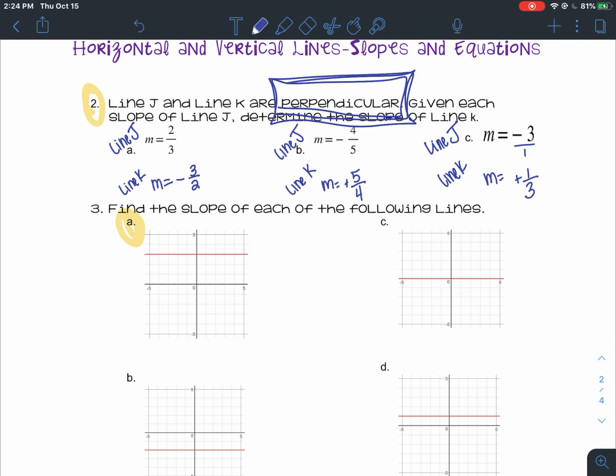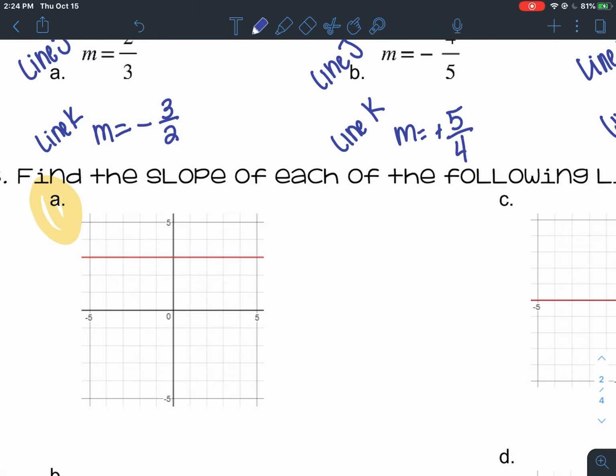Okay, number 3, kind of switching gears here from parallel and perpendicular for a moment.